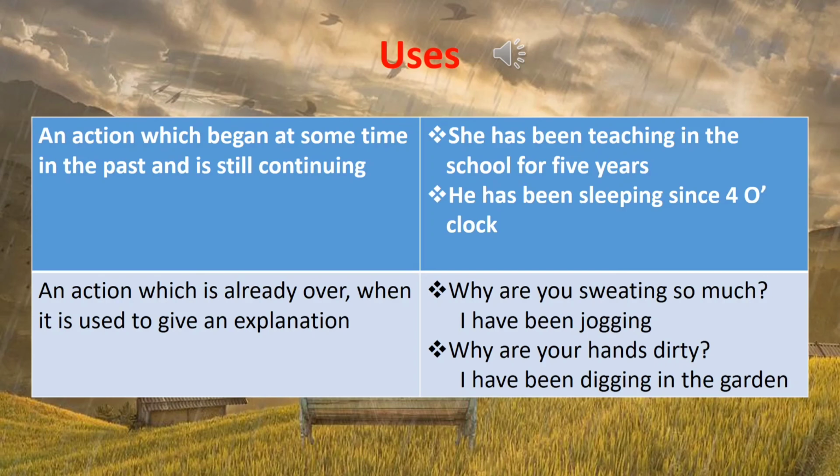The second situation is that an action which is already over is used to give an explanation. The action is over, but the explanation is given now. Just like the answers for the given questions. Why are you sweating so much? Because I have been jogging. So he was jogging in the past and that is the reason he is sweating now. Or, why are your hands dirty? I have been digging in the garden. He was digging in the garden previously and that is the reason why his hands are dirty even now.